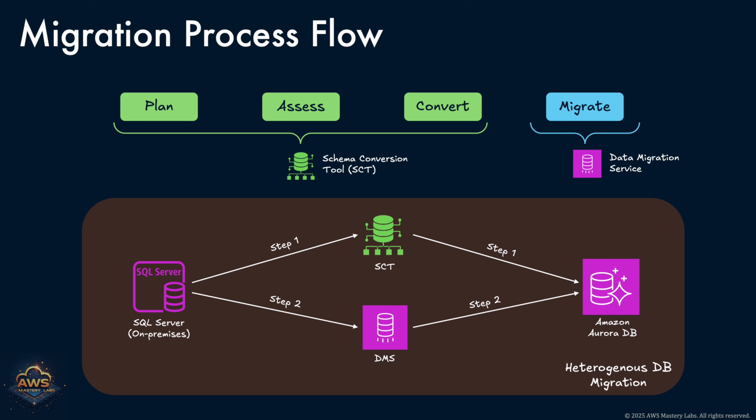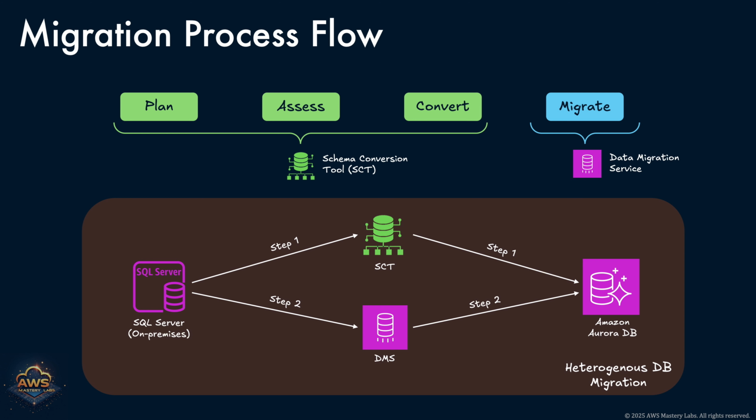When performing a heterogeneous database migration, in this case, moving from SQL Server running on premises to Amazon Aurora with PostgreSQL compatibility, a carefully structured approach ensures minimal disruption and maximum efficiency. Let's walk through this journey in 4 key steps: plan, assess, convert, and migrate. We begin with the planning phase. This is where stakeholders align on goals, define the scope of the migration, and identify the business drivers, whether it's reducing licensing costs, modernizing the tech stack, or scaling applications.